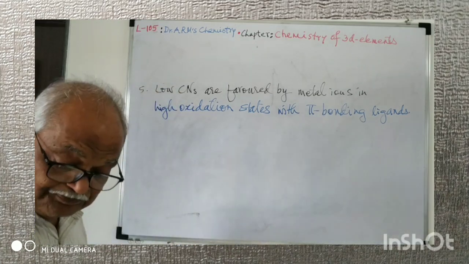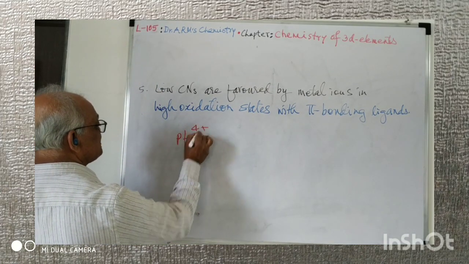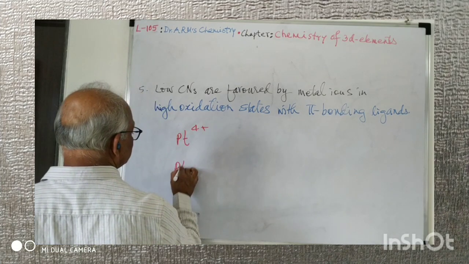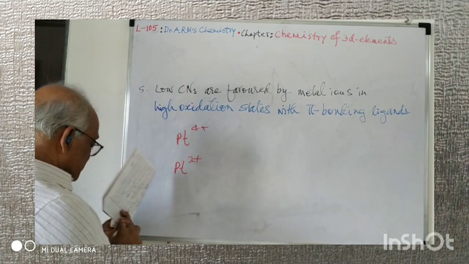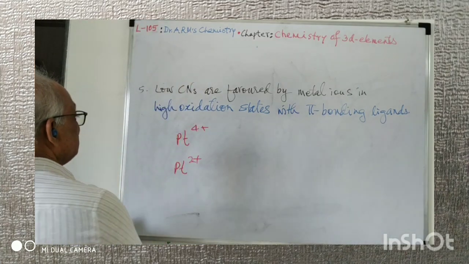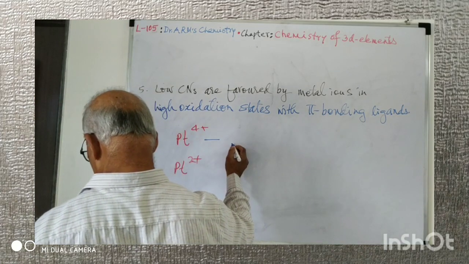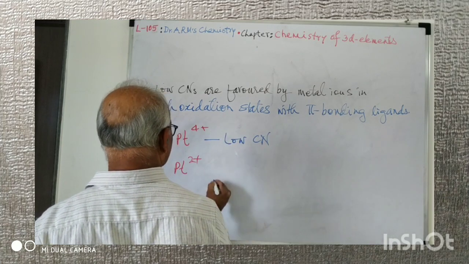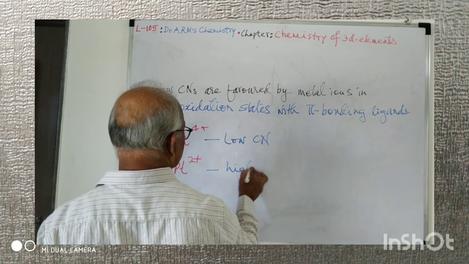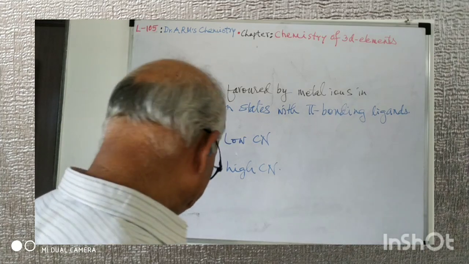For example, if we consider platinum 4+ and platinum 2+, platinum 4+ has the higher oxidation state, so its coordination number is lower, and the other has a high coordination number, because of the size of ligands.